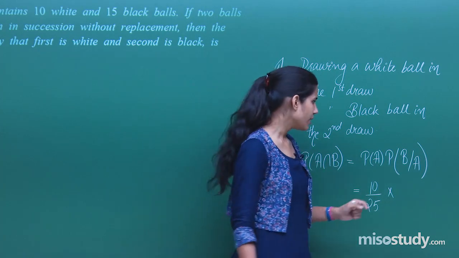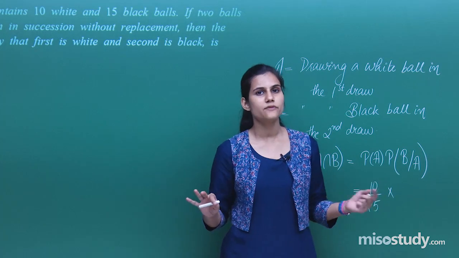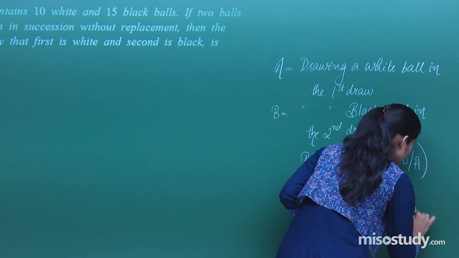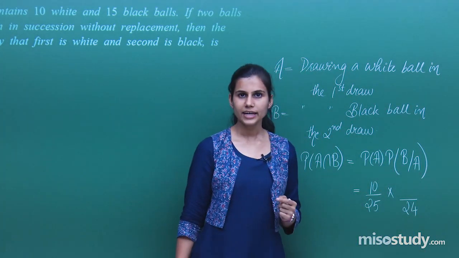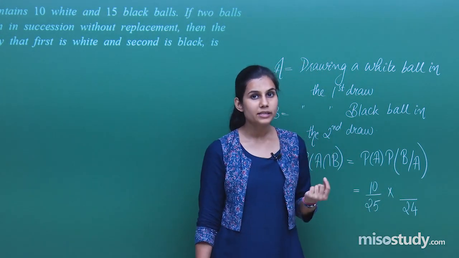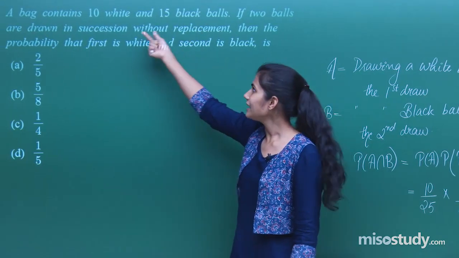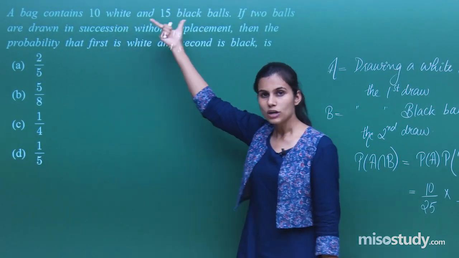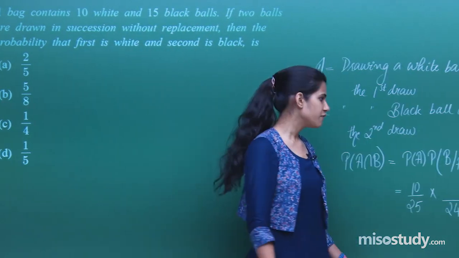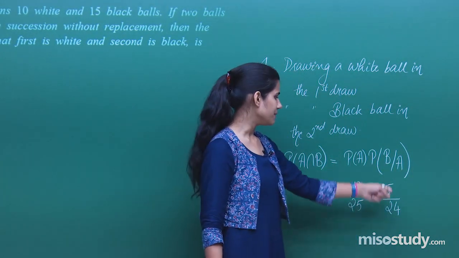That means probability of drawing a black ball in the second draw when one white ball has already been withdrawn in the first draw. Now when event A has already taken place, one white ball has already been withdrawn. That means now you are left with 24 balls in the bag. Now all the 15 black balls are still kept intact. One white ball was withdrawn, so now you have 15 black balls and 9 white balls in the bag. So 15 by 24 is your probability of B by A.